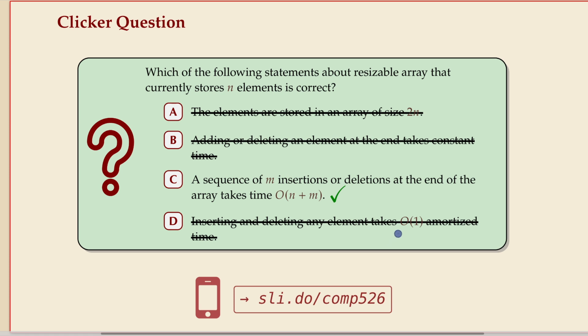The last one is even worse. If you don't say where you insert or delete, it could be in the middle of the array, and there's no way to do that in constant time. Only at the end in amortized sense. And the amortized sense spelled out is the third answer. Any sequence of operations means that on average the operation was cheap, but every individual one could have been expensive.